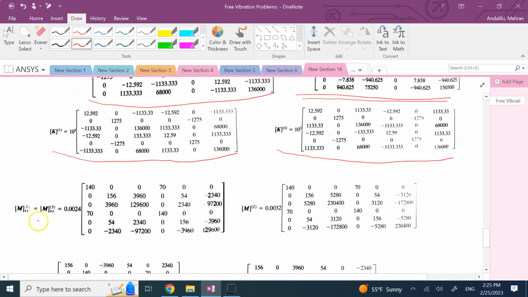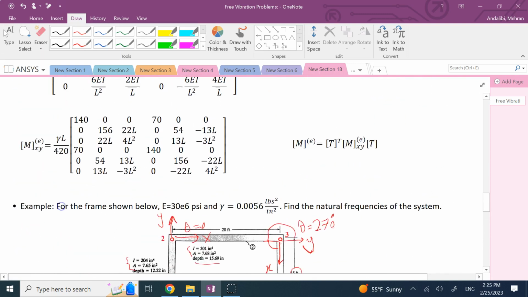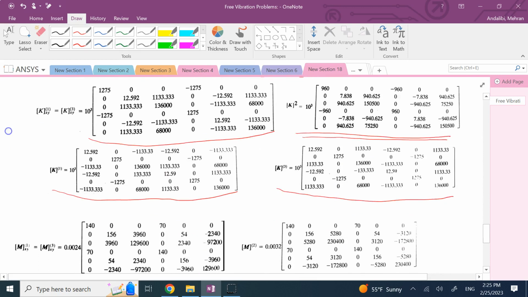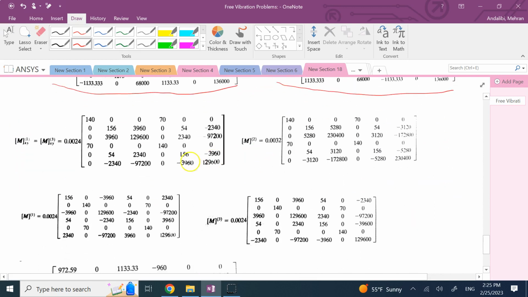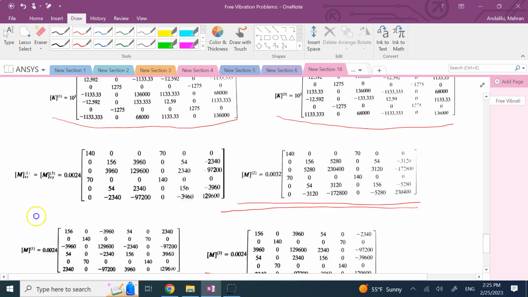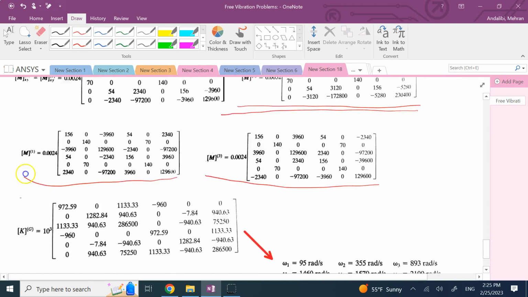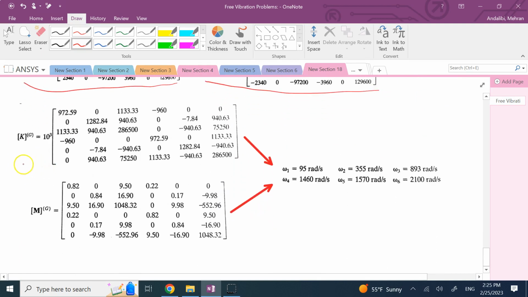Then we go to M matrices. Again, we have the formula for M matrices, and we calculate the local M's for all of them, right? And then these are the M's. Again, for elements 1 and 3, we have to transform them back to global, which is going to give us different numbers. For 2, it's going to be the same. And then we assemble the K's and the M matrices together. So this is going to be my global K matrix for the entire frame. That is global M matrix.